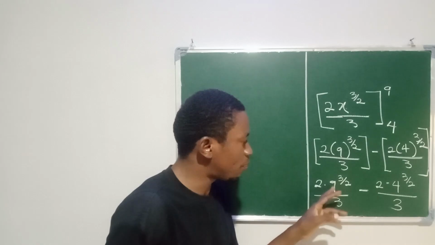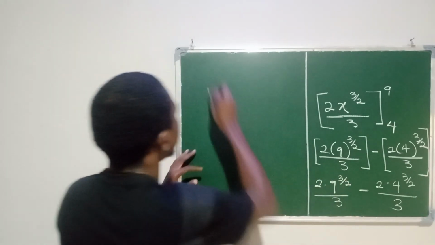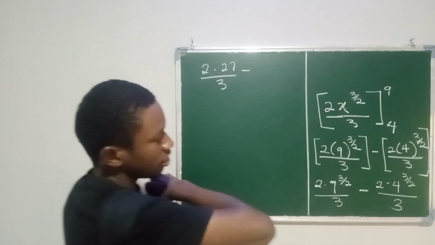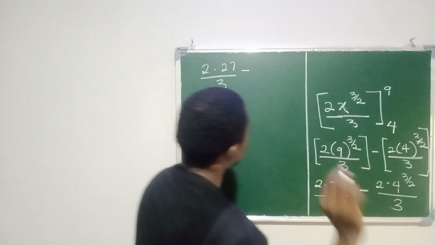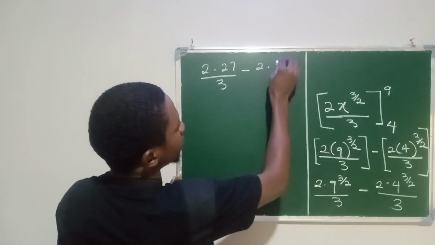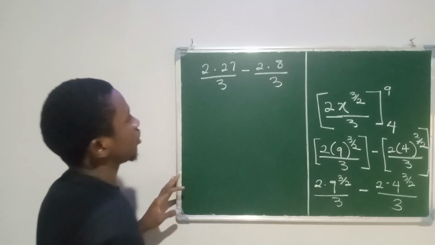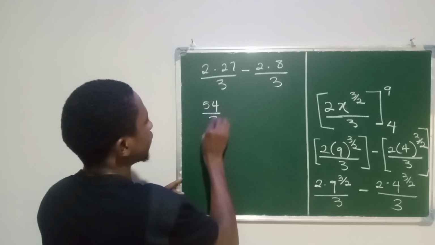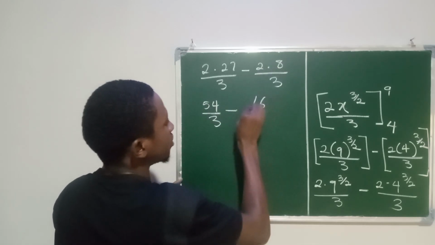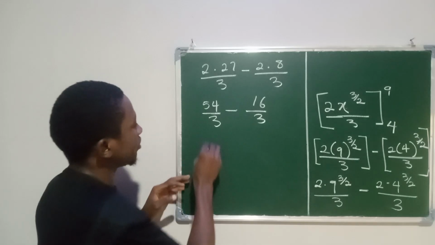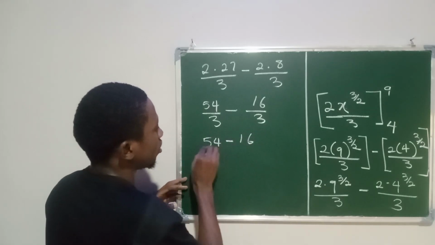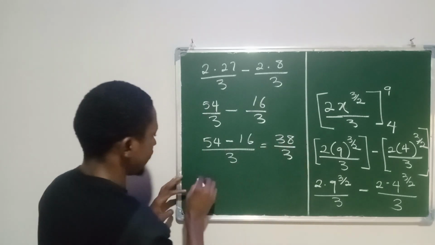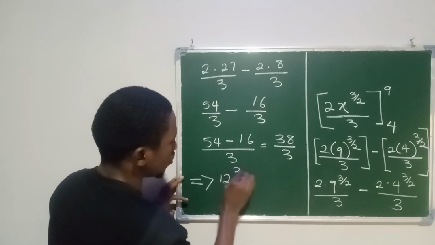From here, 9 raised to the power of 3 all over 2 is 27. So we have 2 times 27 all over 3, minus 4 raised to the power of 3 all over 2, which is 8. So we have 2 times 8 all over 3. 2 times 27 gives us 54, minus 2 times 8 gives us 16, all over 3. So we have 54 minus 16 all over 3. This gives us 38 all over 3. And the final answer is 12 whole number 2 all over 3.